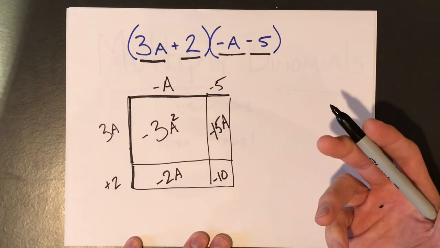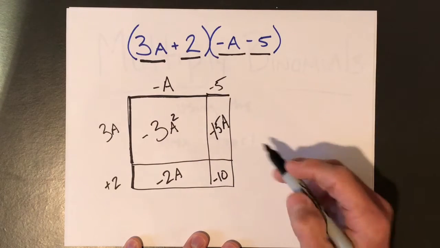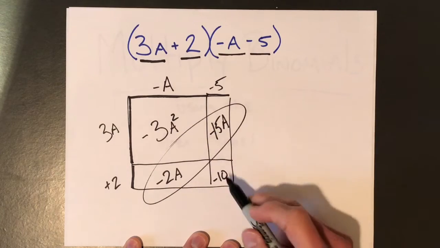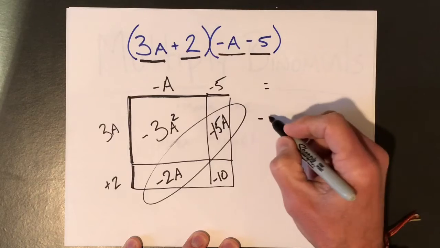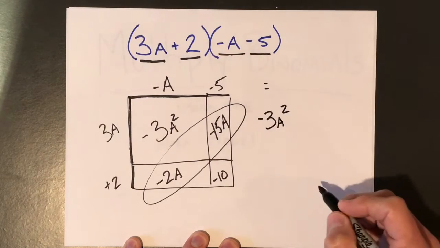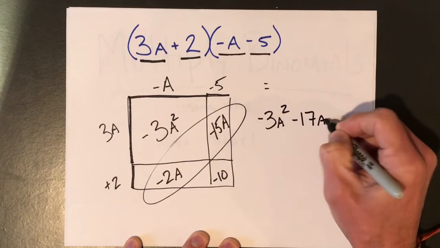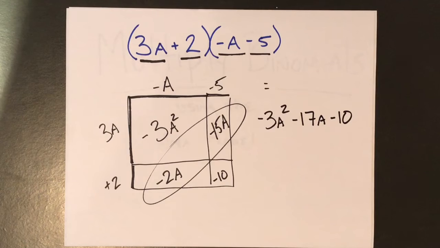Now you want to double check, but in this case they both have an a with an exponent of 1, so we're simply going to combine these 2 together, and we're going to write this, this, and this as our answer, or as our simplified expression. So I get -3a squared. These 2 together make -17a, so -17a, and -10 is -10. And that's all there is. That's multiplying using the area model.